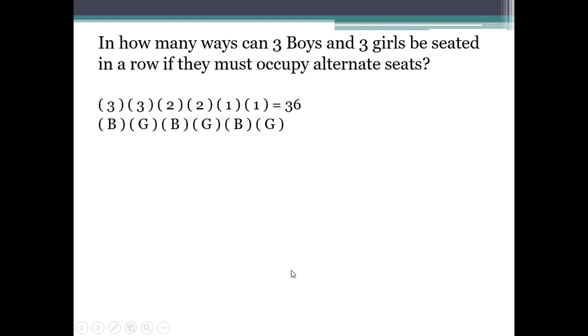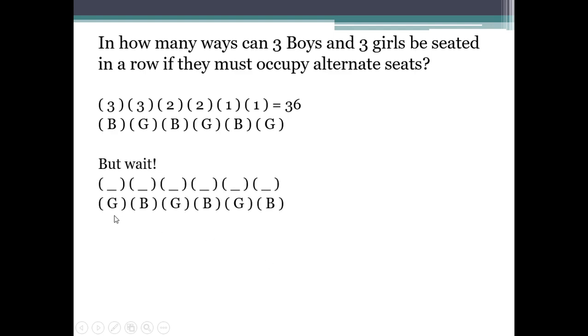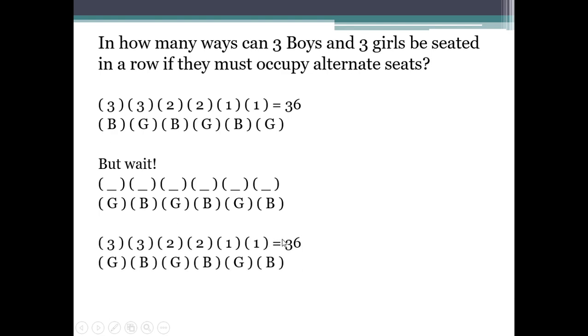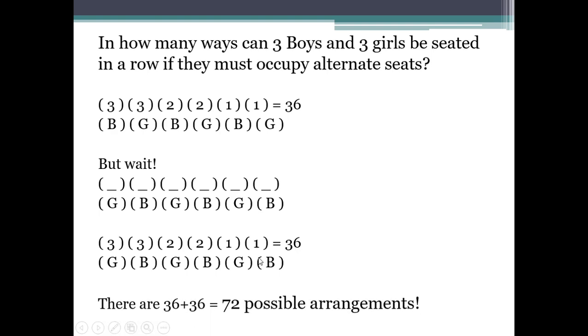But we need to understand that this arrangement has the boy first from the left. It's also possible for a girl to be first from the left: girl, boy, girl, boy, girl, boy. That is still alternate, so we still have the same concept and the same 36 arrangements. Therefore, 36 plus 36, so there are 72 possible arrangements if the 3 boys and 3 girls occupy alternate seats. Alright, I hope you got it. Let's have another example.